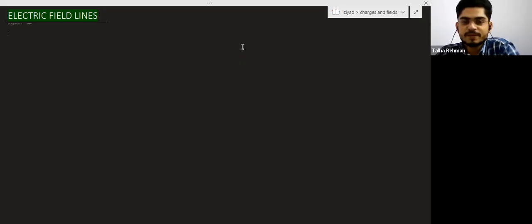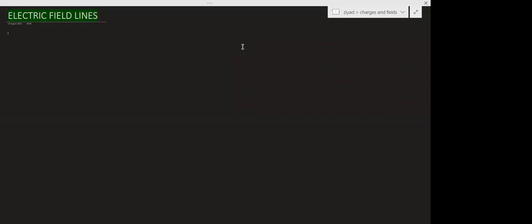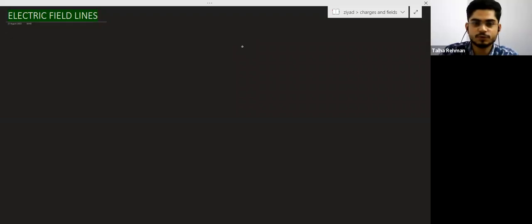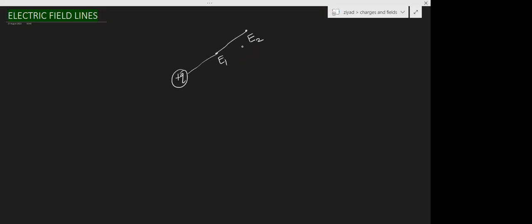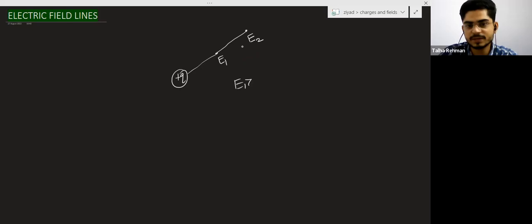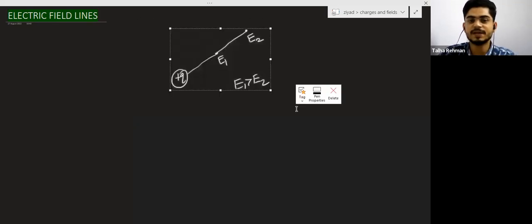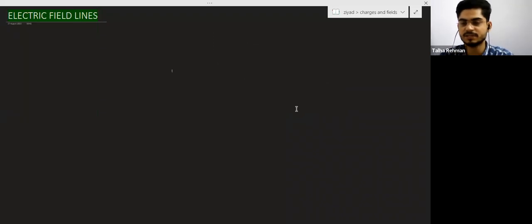We want to make things easier. We want to show the electric field from a source charge. Suppose you have a charge plus q, and you are calculating the electric field at this point, and then at another point. Obviously E1 is greater than E2, but we cannot visualize this. For visualizing this, the concept of electric field line was introduced, and this is just an imaginary concept.